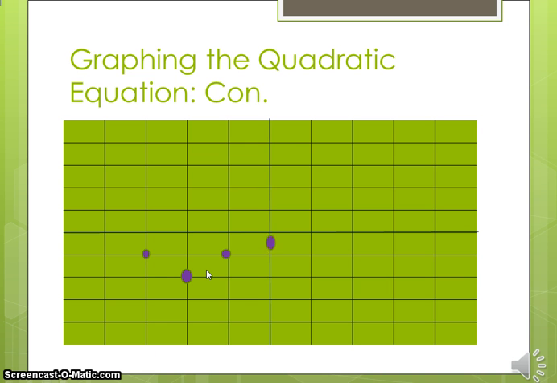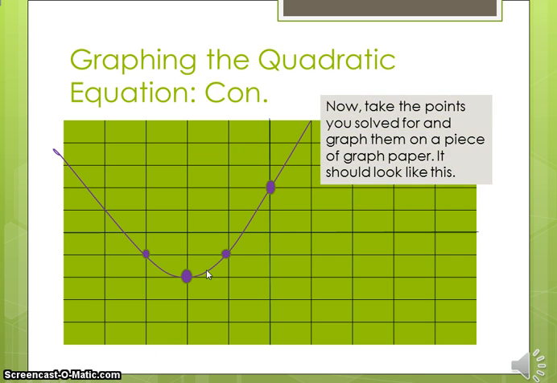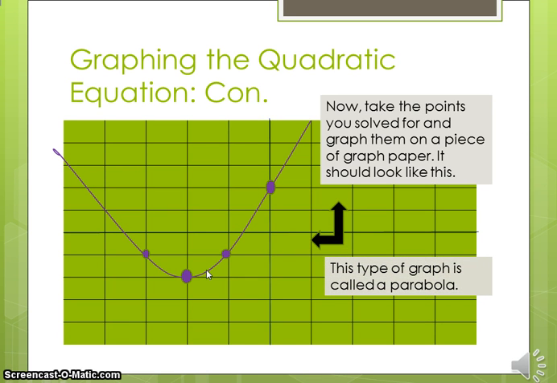Using this chart, you take your points from your chart and you graph them on a piece of graph paper. It looks like this. This type of graph is called a parabola.